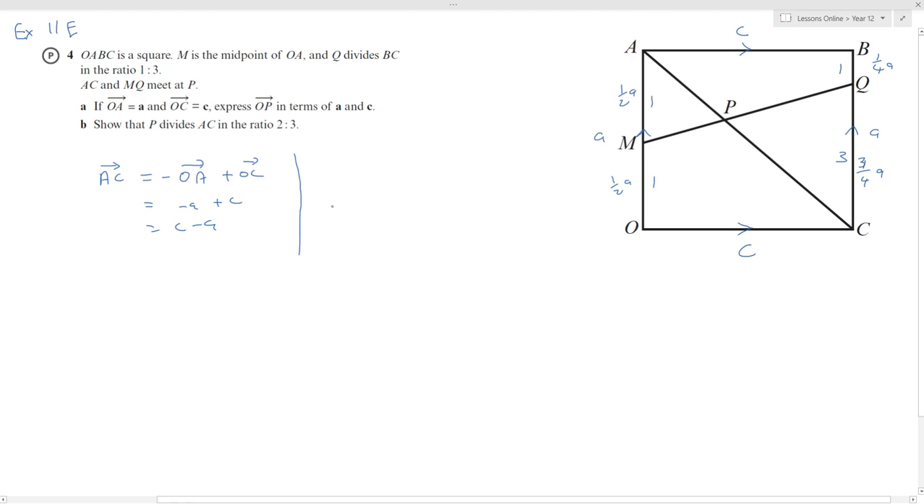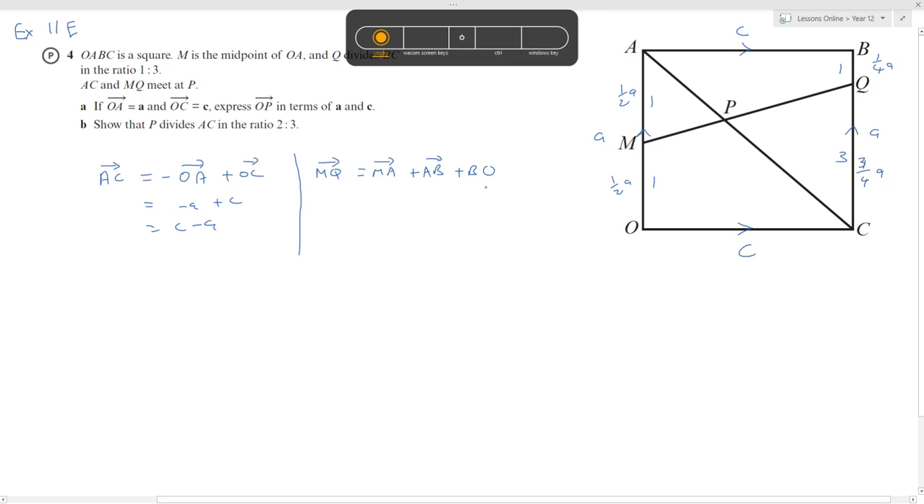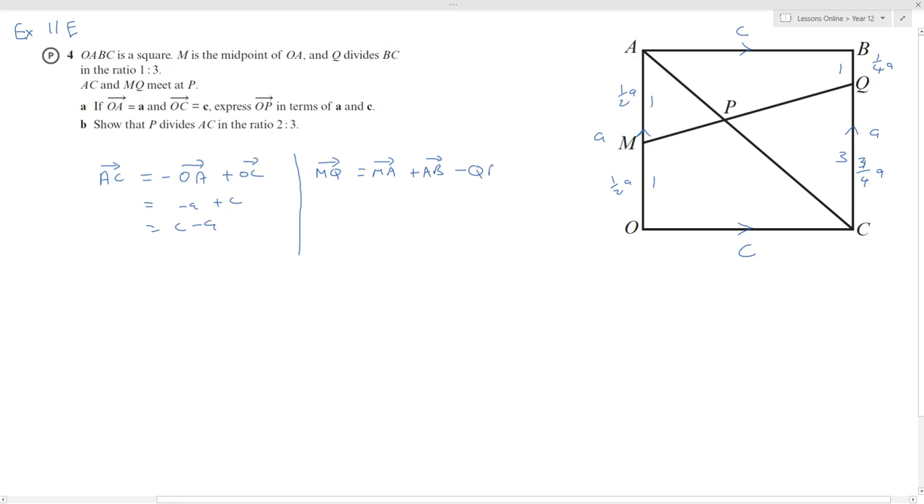Now let's look at the other line in the triangle. It's not a diagonal. It's MQ. So the vector MQ, I want to go from M to Q, so I can travel from M to A, and then A to B, and then B to Q. Which is negative QB. Tell you what, let's write it as negative QB. It's positive BQ but negative QB.